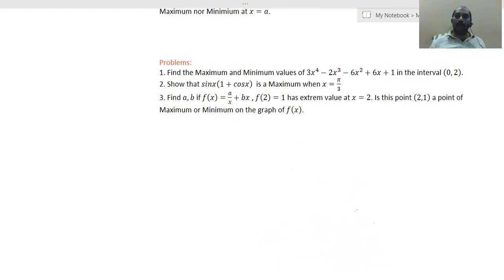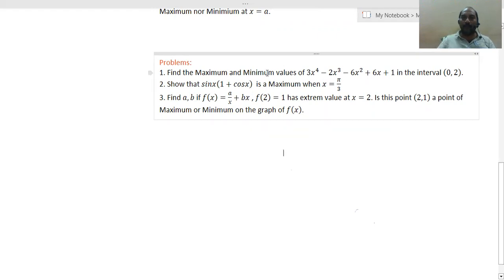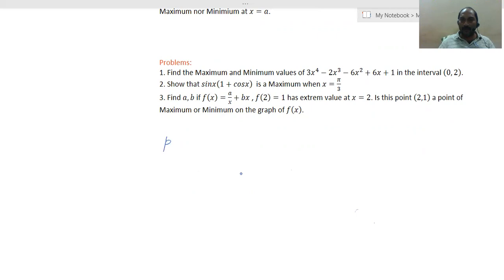Here the problem is: f of x equal to... first step, first problem, problem 1. Not here. It is better to write down. Problem 1, solution. Problem 1, first write down the problem. Problem 1, solution.